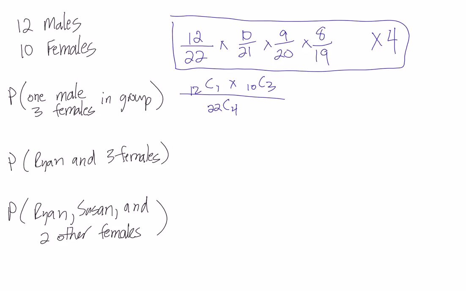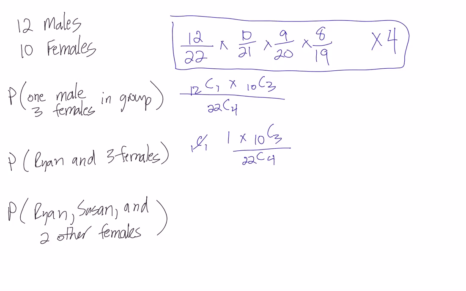Okay, the next one I've got on here is we want Ryan and 3 females. So in this case, instead of just being 1 out of the 12 males, it has to be Ryan. So you could write it as 1C1, because that would be Ryan, or you could just think of that as equal to just 1. So it would just be 1 times the 3 females out of 10, over 22C4 total. The 1 Ryan isn't really going to do anything. It's basically take him out, and then we just have 3 different females to pick from.